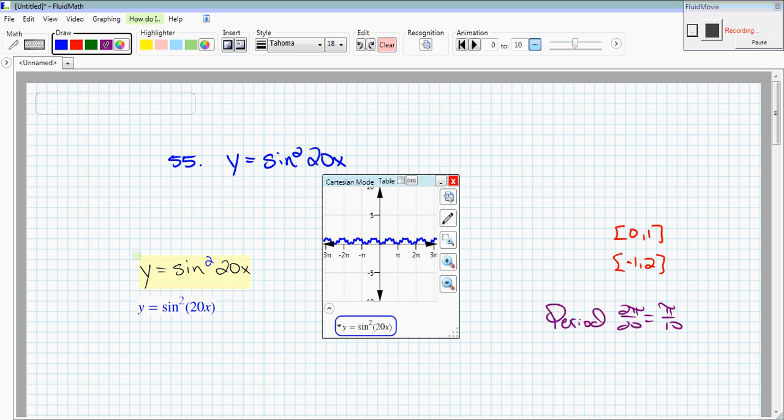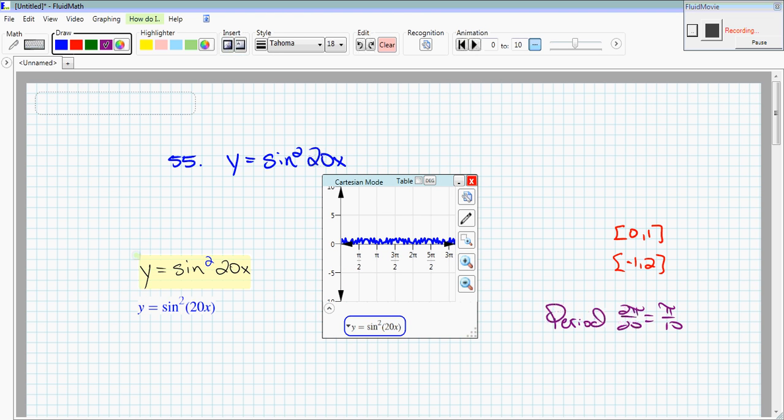So what I would probably do in terms of my window, if I wanted to see 1 or 2 cycles, it really just kind of depends. You could start here. You can make this 0. It's one way to go about it. You can make this pi over 10. Alright, and this is actually one full cycle.